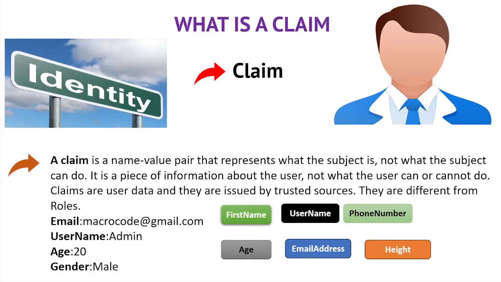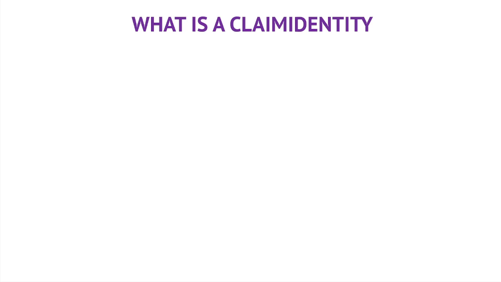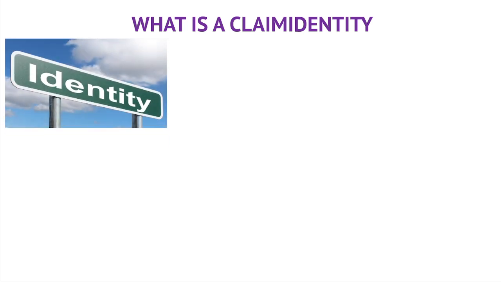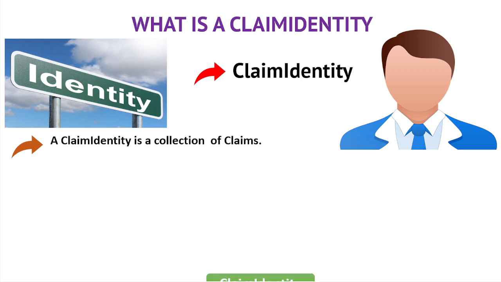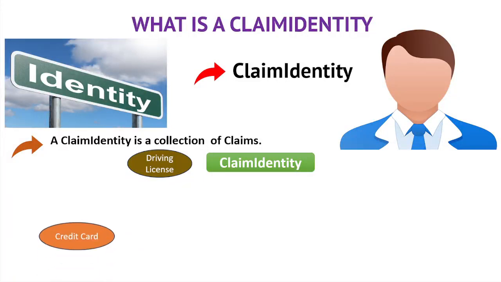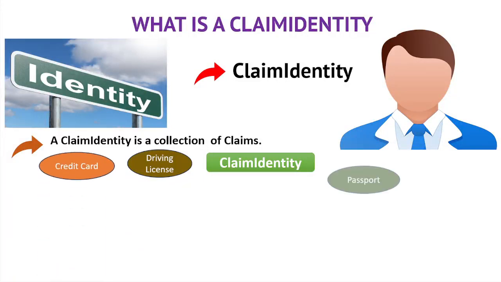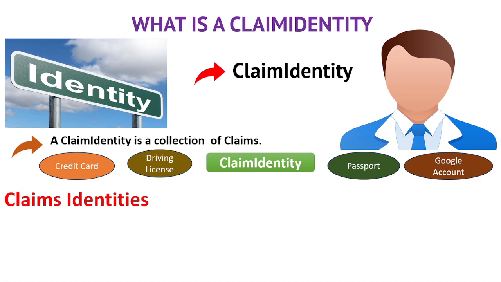But now let's make sense. What is a claim identity? So when you see ASP.NET Core identity and you see something called claim identity, what is it? A claim identity is actually a collection of claims. So to understand this, a person can have a driving license, a person can have a credit card, a person can have a passport, and a person can have a Google account. So all these are actually claims identities.